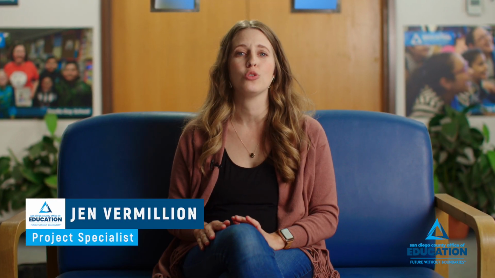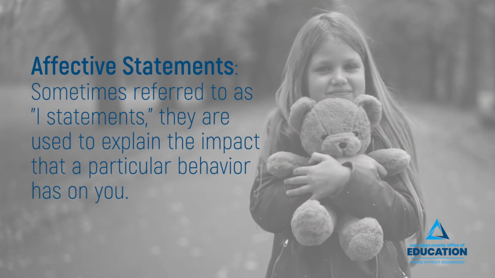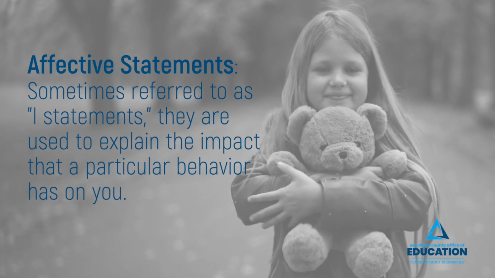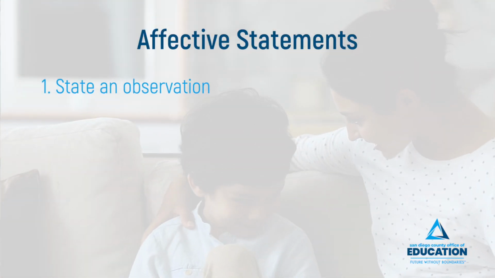Today we're talking about using affective statements. Sometimes they're referred to as I statements, but they're used to explain the impact that a particular behavior has on you. Affective statements usually take the following form. First, stating an observation. Now this should be a neutral, non-judgmental statement of the situation. Simply noted, what did you see?